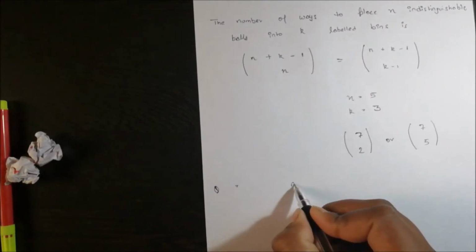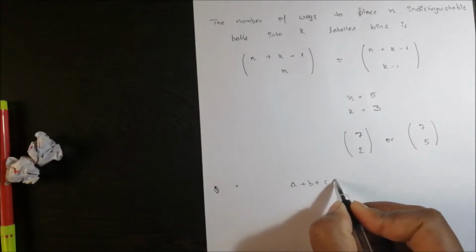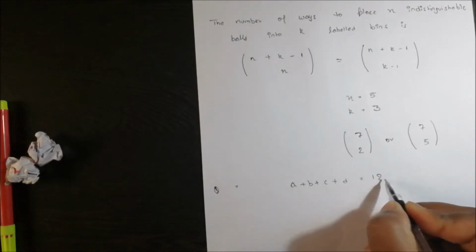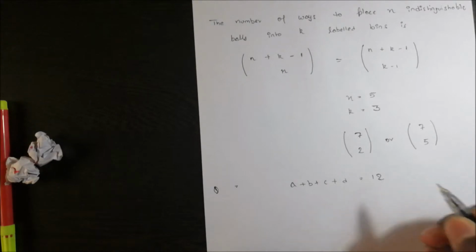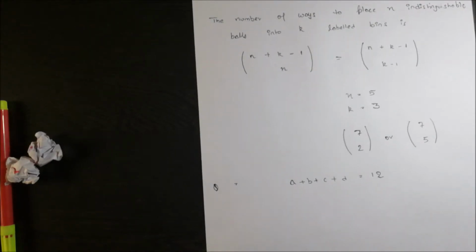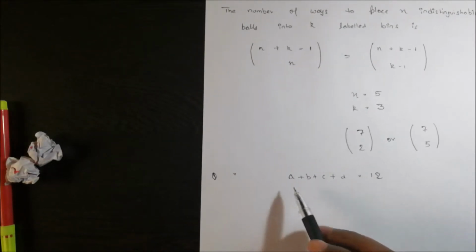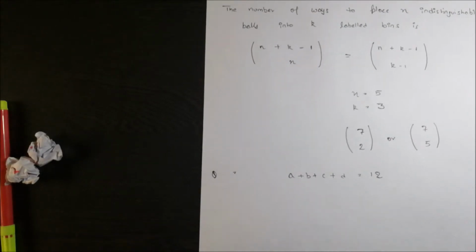in which a plus b plus c plus d is equal to 12, and we need to calculate the number of non-negative integral solutions, right? How many ways can a, b, c, d have values which add up to 12? This is an easy question. If you try to solve it without any formula, it will take a hell of a lot of time. You have to use the brute force approach, which is not feasible. So we'll choose stars and bars.